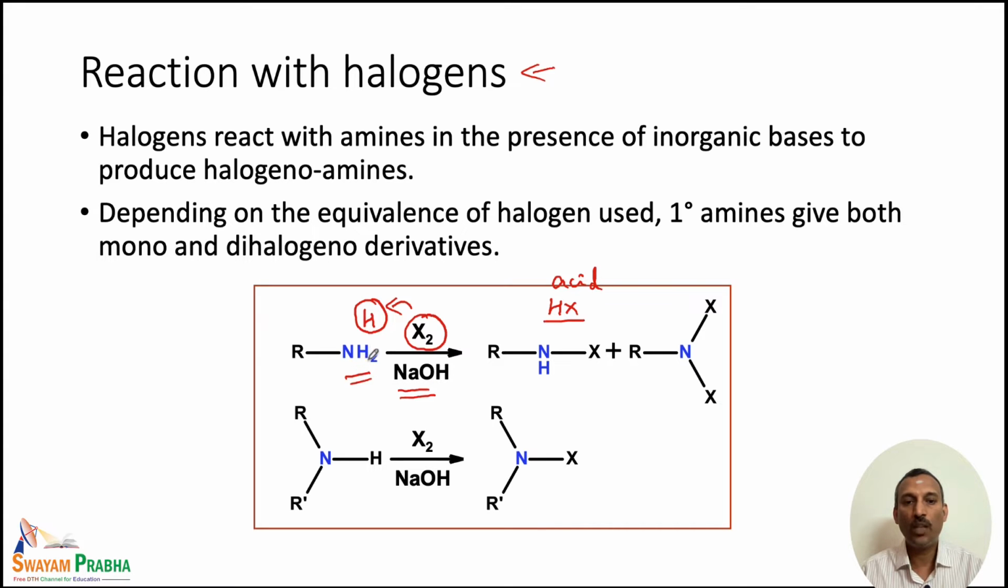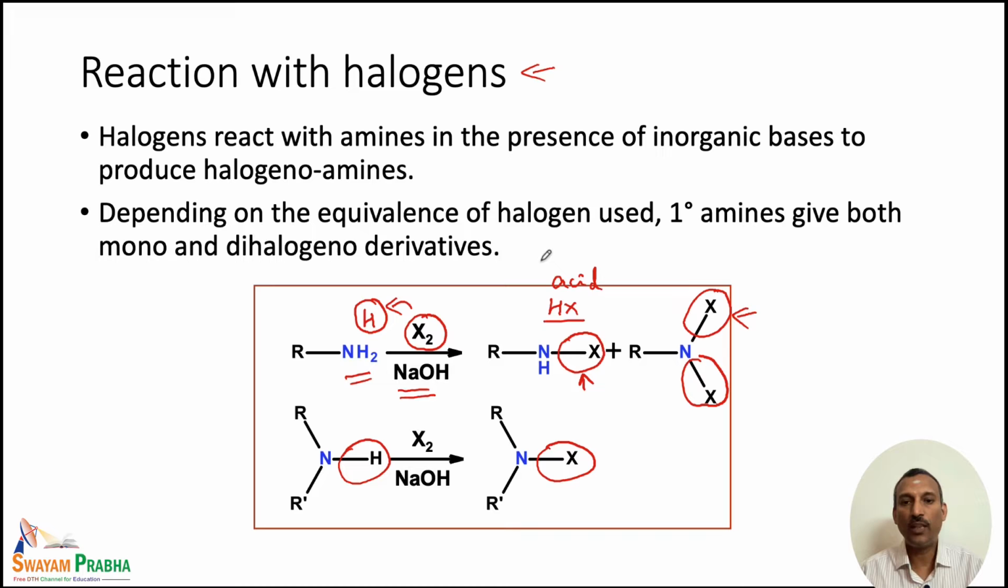The primary amine has two hydrogens, so both hydrogens can be replaced by the halogen as shown here. We have a monosubstituted product, where one of the hydrogens is replaced by the halogen atom. This is a monohalogenated amino derivative. Here we have the dihalogenated amino derivative. So in the case of a primary amine, we get both the monohalogenated and the dihalogenated derivatives. A secondary amine contains only one hydrogen, so that hydrogen is replaced by the halogen atom, and we get the mono halogen substituted product.